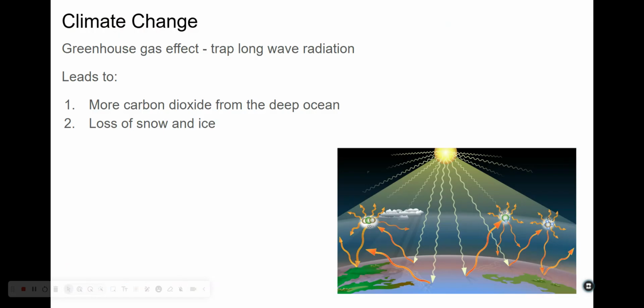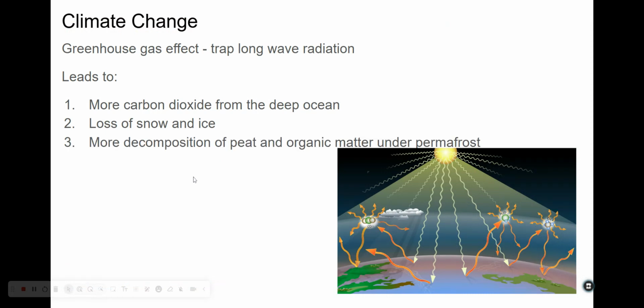The snow and ice. So as the temperature warms up, we melt the snow and ice. And as the snow and ice melts, there's less reflective surface, so it heats up even more, which then melts more snow and ice, which then means there's even more heat trapped, and so there's less reflecting, and so more heating up.